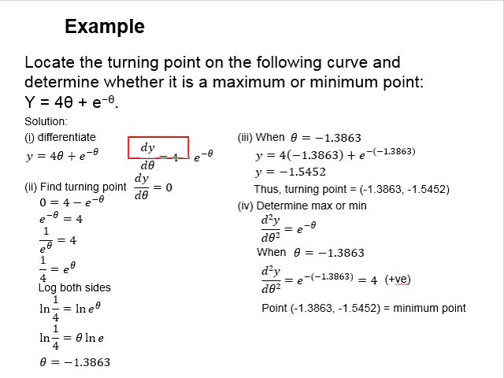From the function of dy/dθ, you have to differentiate to d²y/dθ². This will give you e to the power of negative θ. Use the θ of the turning point, substitute into the function. You will get the value as a positive. With that, you know that this is going to be a minimum point.